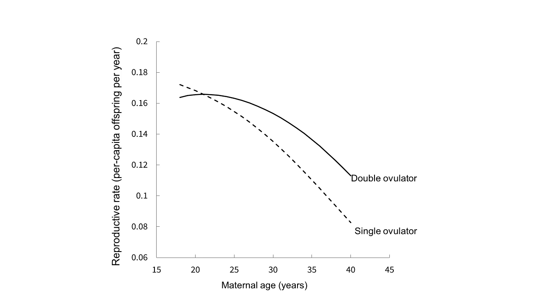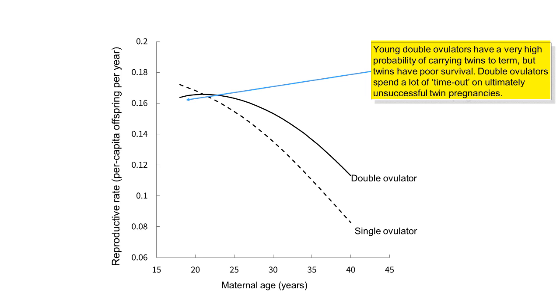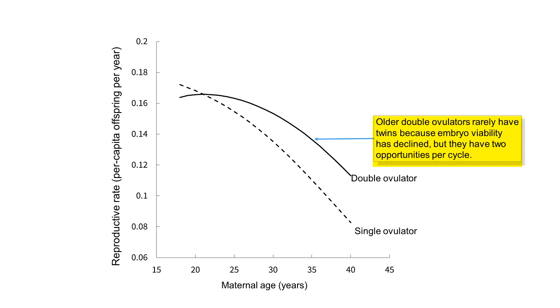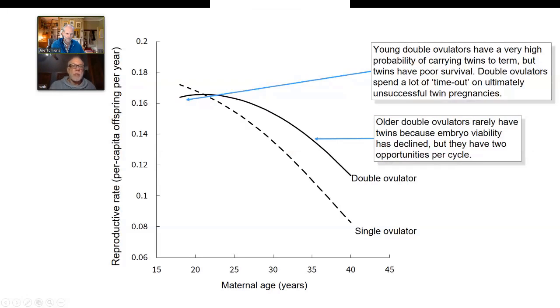And the reason this happens is that young double ovulators have a high probability of carrying twins to term. Those twins have poor survival. So there's not much return on the investment of double ovulation in young women. However, in older double ovulators, there's less likelihood that those double ovulators will have a twin, and a greater probability that they'll have a single offspring. So there's a greater payoff for double ovulating at old age. Whereas for single ovulators, reproductive rate is higher when young because they don't have to pay the price of having a twin.